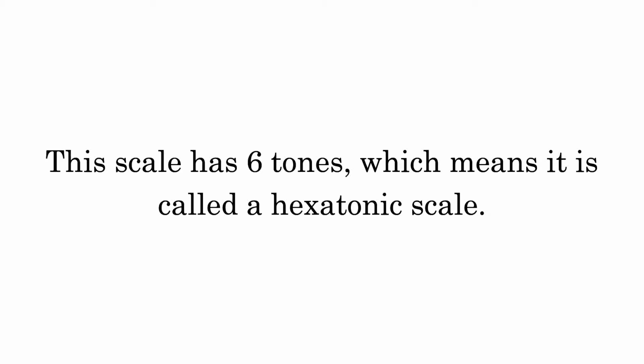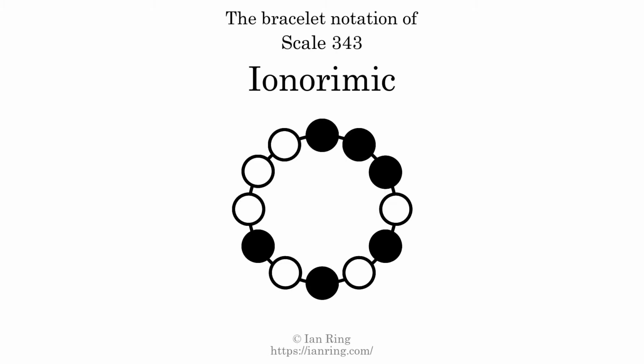This scale has 6 tones, which means it is called a hexatonic scale. This is a bracelet notation diagram of scale 343. The shaded circles represent tones that appear in the scale, and they are read clockwise, starting at the top.